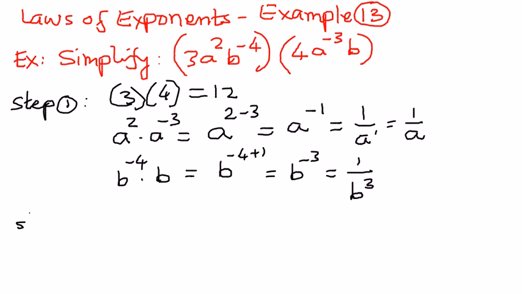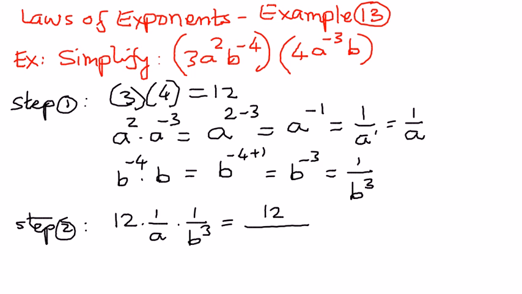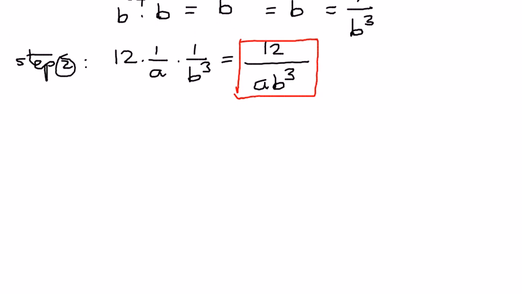So in step 2, we put all of these together and write it out as 12, which is the coefficient term. The a term is 1 over a, and the b term is 1 over b cubed. Putting all of this together, the numerator is 12 times 1, which is 12, divided by a times b to the power of 3. And that is it. This is where we want to leave it. This is our answer. So we have used the laws of exponents to simplify this particular expression. Let us apply the same concept to another example.